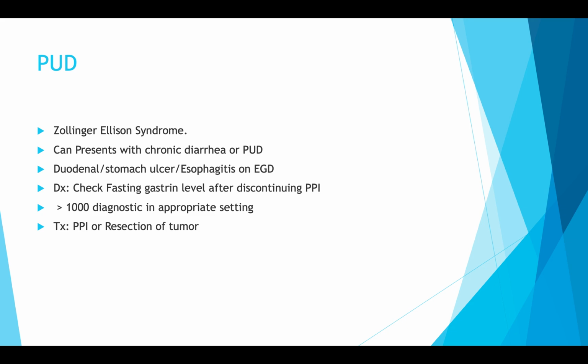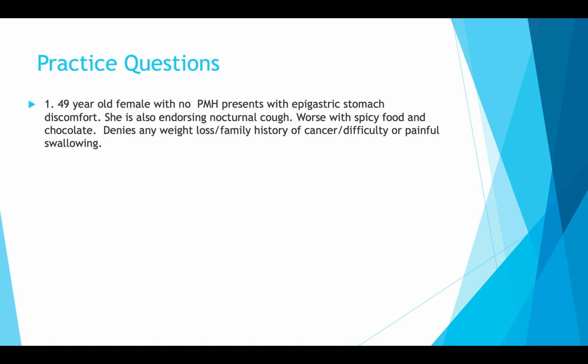The reason I said appropriate setting is that a lot of things can increase the gastrin level: renal failure, patients on PPI, or hyperthyroidism. Those things can falsely increase your gastrin level, so make sure that is accounted for when testing. Once you have a suspicion for gastrinoma, you need to check with either EUS or somatostatin receptor scintigraphy to localize the tumor, and you treat with PPI or surgery. Those are the treatment options.